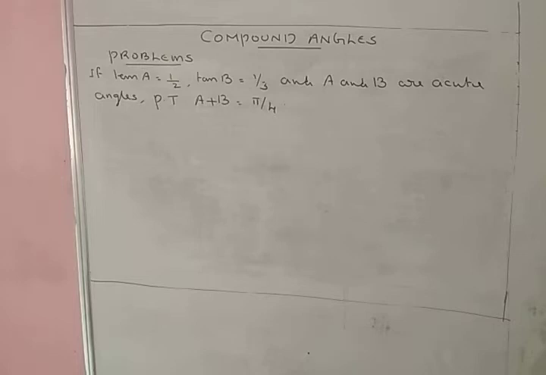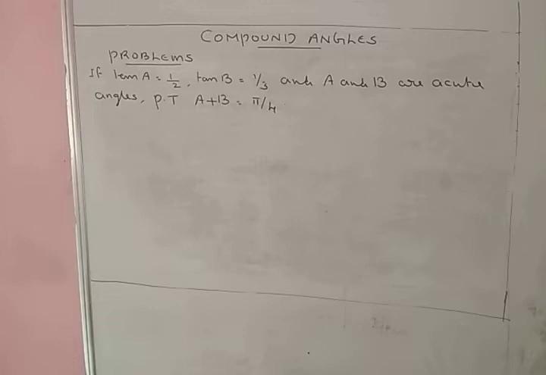Problem: if tan A is equal to 1 by 2, tan B is equal to 1 by 3 and A and B are acute angles, that is in the first quadrant, then prove that the sum of the angles A and B, that is A plus B, is equal to 45 degree. Here we have to prove that the sum of the angles is equal to 45 degree.